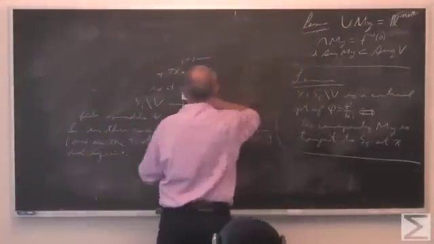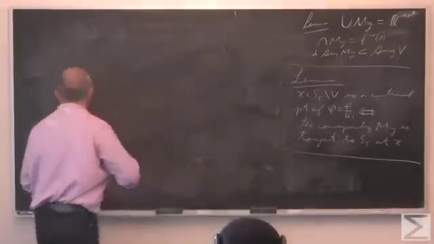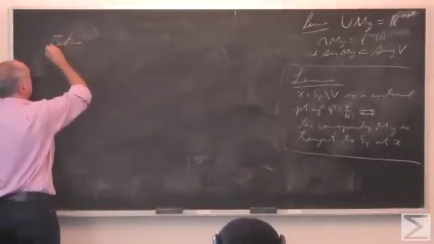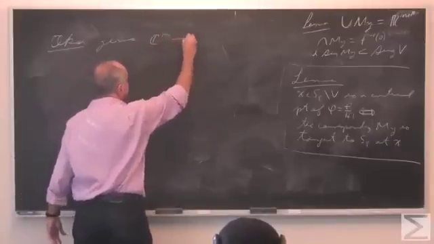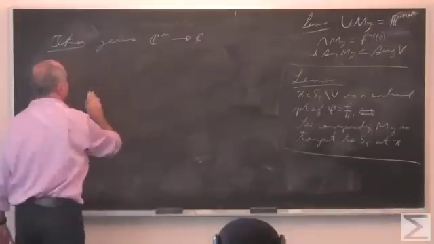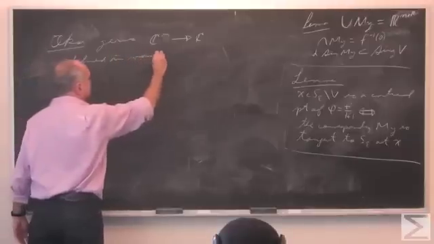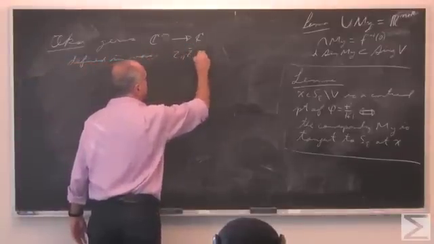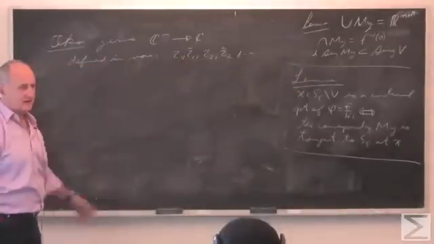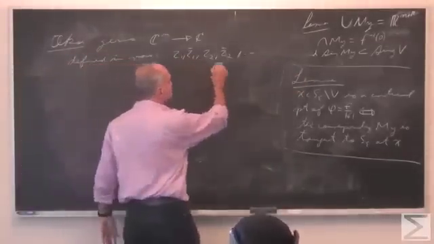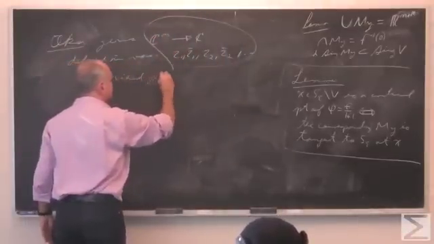Another line is all the recent work by Mutsuo Oka. He's studying germs from C^n into C, defined in variables z1, z1 conjugate, z2, z2 conjugate, etc. Like those I mentioned before, but in general he's considering these germs. He's calling these mixed functions.